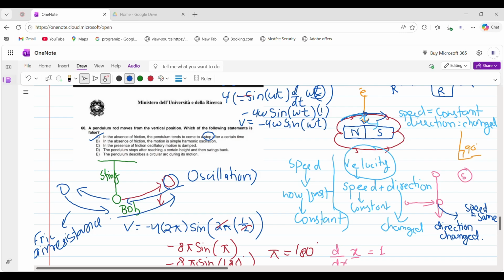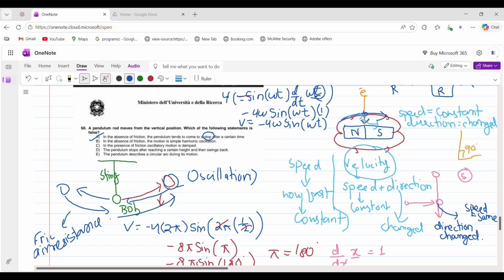Option C, in the presence of friction, oscillatory motion is damped. Damped means vanished, stopped. Oscillation will of course stop if there is air resistance or friction. So the presence of friction will eventually stop the back and forth motion of the bob, which means it will be damped, which means this is also a true statement, but we were supposed to find the false statement.